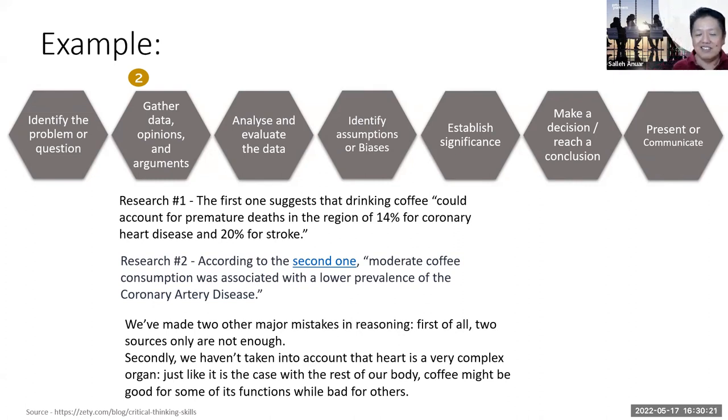Two different findings, right? So what are the mistakes that we are making here? We've made two major mistakes in reasoning. First of all, we assume two research sources was enough.